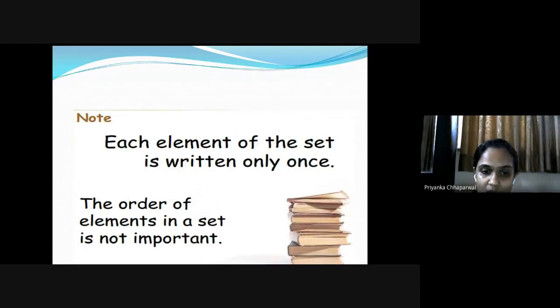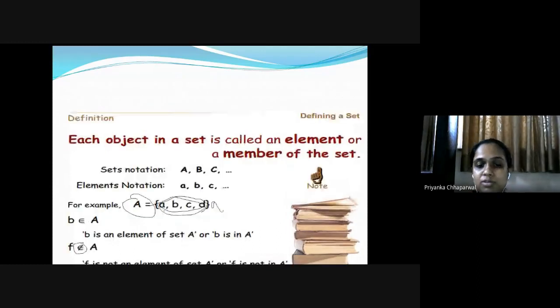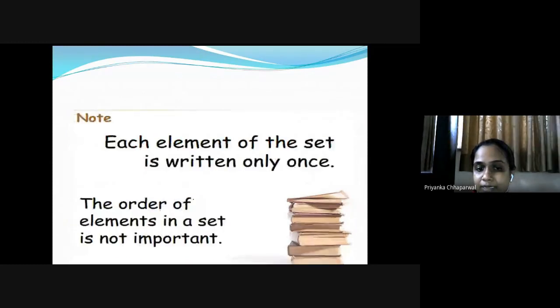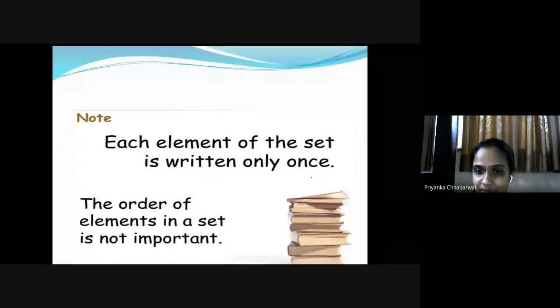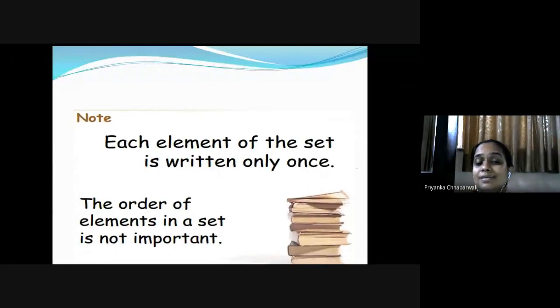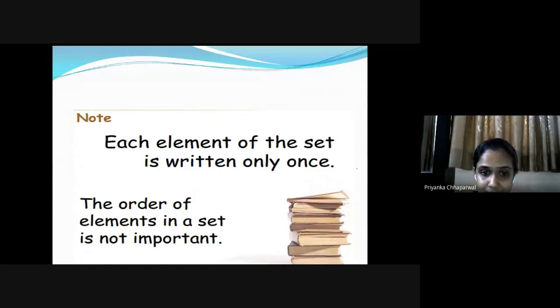And the second thing to always remember is that the order of elements in a set is not important. Whatever order you want, you can write A, B, C, D, or if you want, D, C, B, A. Both sets are the same. So the order of elements in a set is not important. Each element is written only once, and the order is not important.